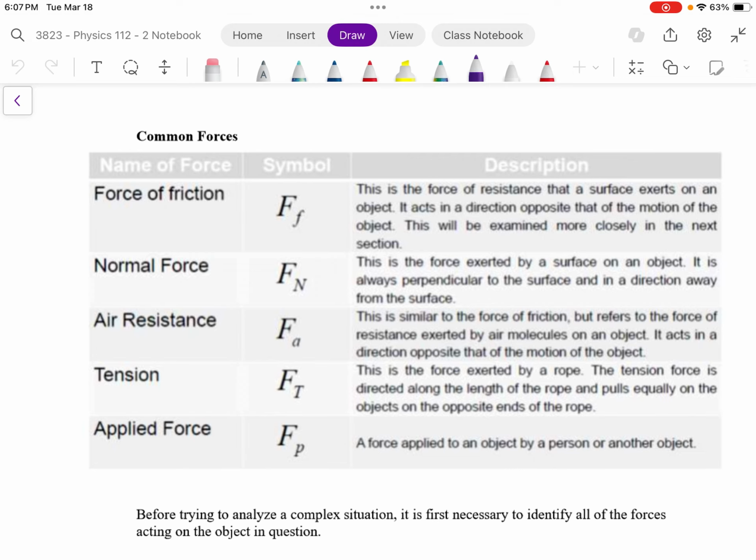So there is the force of friction. The symbol for the force of friction is an uppercase F with a subscript lowercase f. This is the force of resistance that a surface exerts on an object. The force of friction is present when two surfaces are in contact. It is a resistive force, and it happens when an object is moving or when we're trying to move an object. So it's an oppositional force.